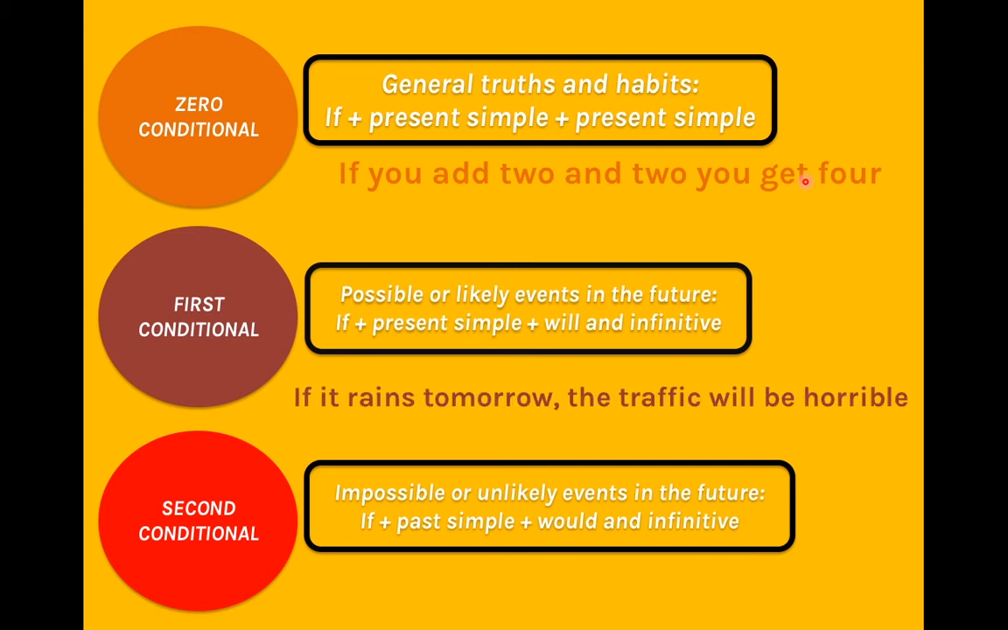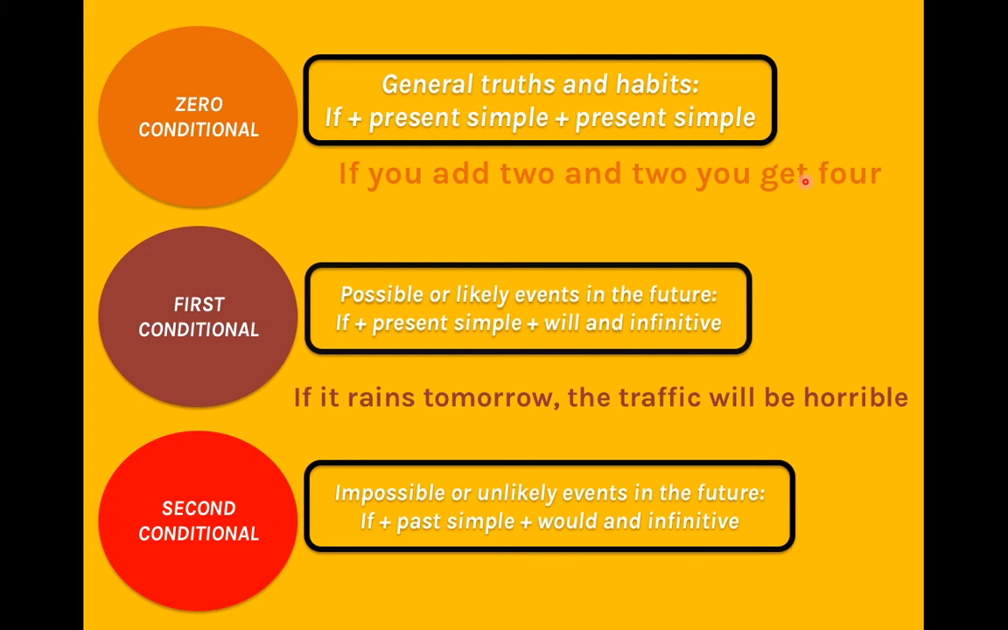If it rains tomorrow, the traffic will be horrible. We use the first conditional to talk about possible or likely events in the future. Will it rain? Is it possible that it rains, for example, in Bogota? Yes, it's very much likely. It's very much possible that it rains, so I know that if it rains in Bogota, the traffic will be horrible. The condition is likely, so the result is also likely. That's why we use the present simple to express the condition, and we use will to express the result.